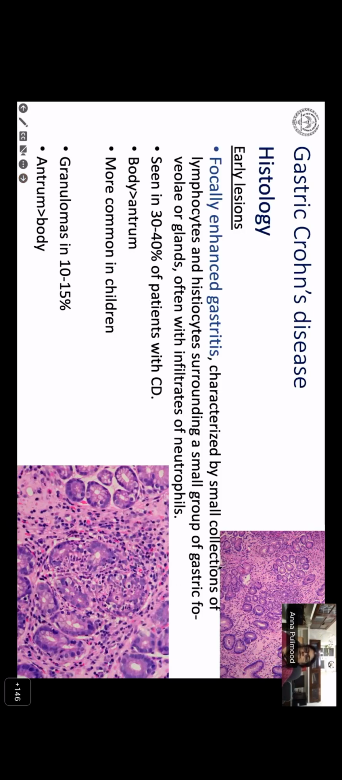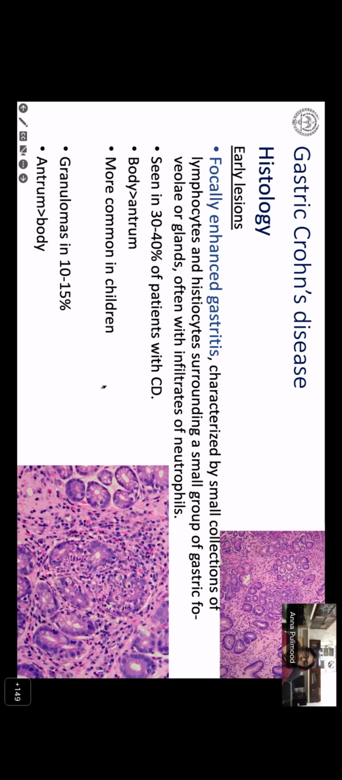Where there's focal involvement of a few foveolae or glands. Can you see how the neutrophils are infiltrating only these few glands, not infiltrating these, and around them there's a little bit of chronic inflammation? So it's called focally enhanced gastritis. It's seen in 30 to 40% of patients with Crohn's disease, more in children than adults, more common in the body than in the antrum.